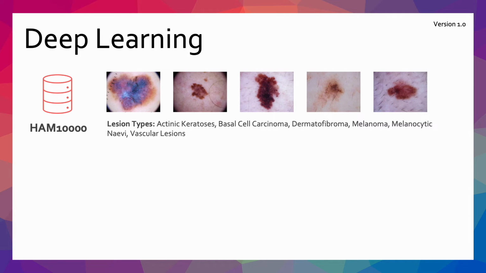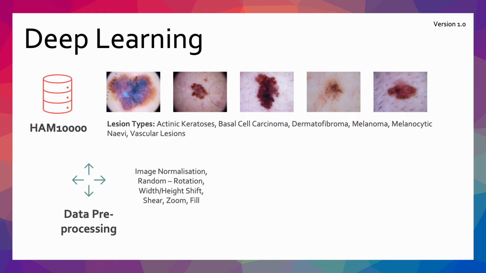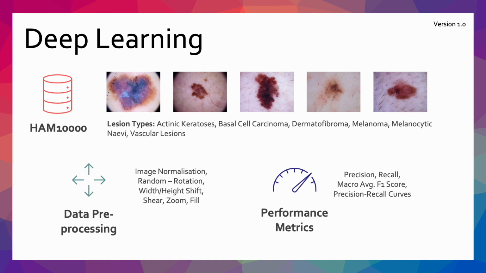To train the models, we use the HAM 10000 dataset. It consists of 10,000 dermoscopic images in 7 categories. Before training, we do some data pre-processing that includes image normalization, some rotation, flips, zooms, and other things. Also, after the model training is done, we measure the performance of the models using various metrics. Some of them include precision, recall, macro average F1 score, and precision recall curves.